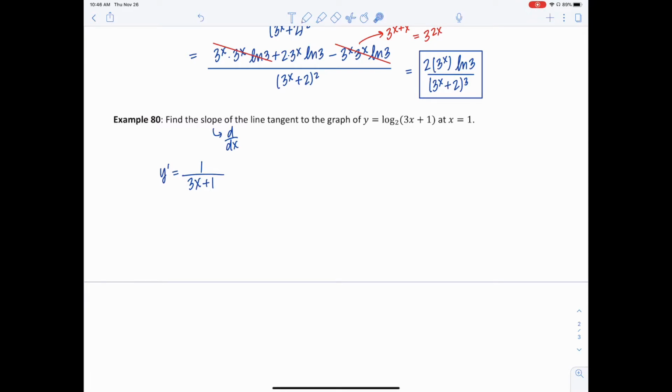And then we need to multiply it by ln of 2. And then we still need to do chain rule, which is to multiply it by the derivative of this inside function. So it's times 3. Okay, and then I need to evaluate at x equals 1. So since this isn't an f of x notation, I can't write f of 1. So I'm going to do that line notation at x equals 1.